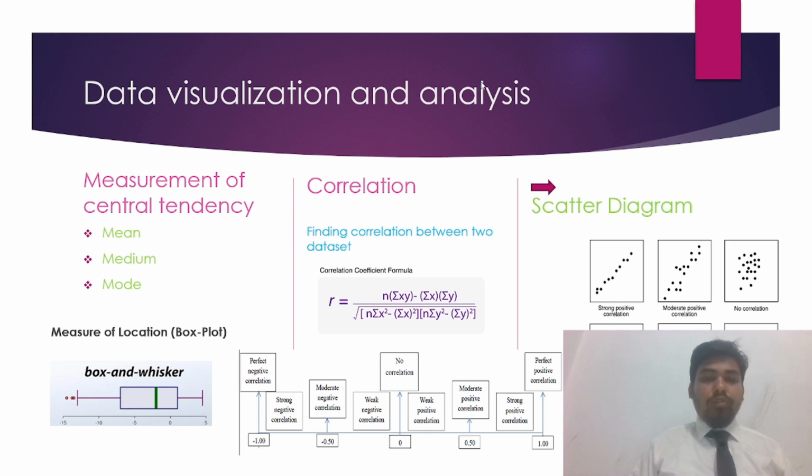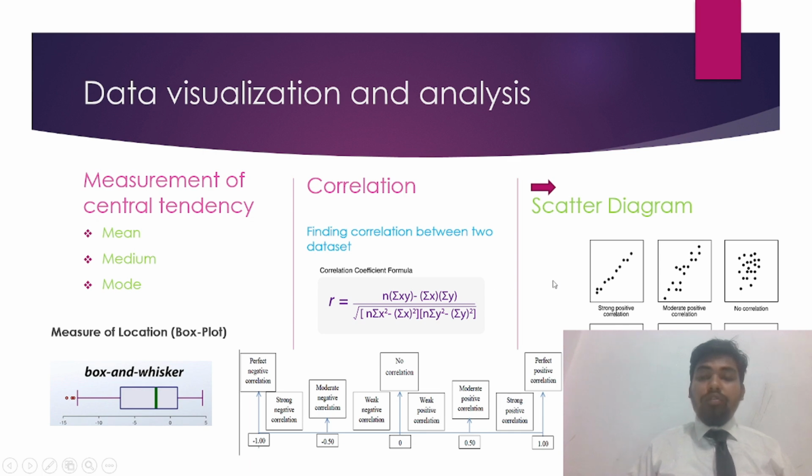If I talk about correlation between two datasets, I can find it by using this formula, and the value is between -1 and +1. Depending on this value, we can predict whether the correlation is weak, moderate, strong, or perfect. If the value is 1, the relation is perfect. If the value is 0, there is no relation between the datasets. And if the value is -1, it is similar to positive, but perfect negative.